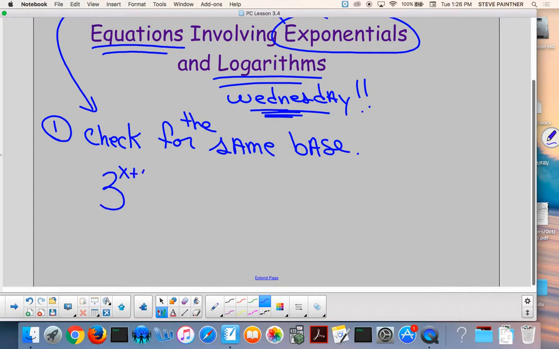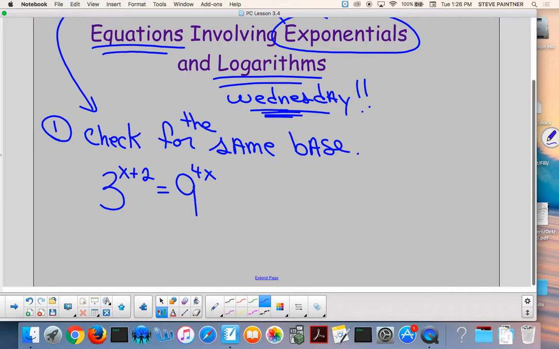3 raised to the x plus 2 equals 9 raised to the 4x. You did this problem last week on the quiz. Check for the same base. Do you have the same base? 3 and 9, are they the same number? No, they're not. But wait a minute. If you don't have the same base, quickly try in your head: can you possibly make these the same base?